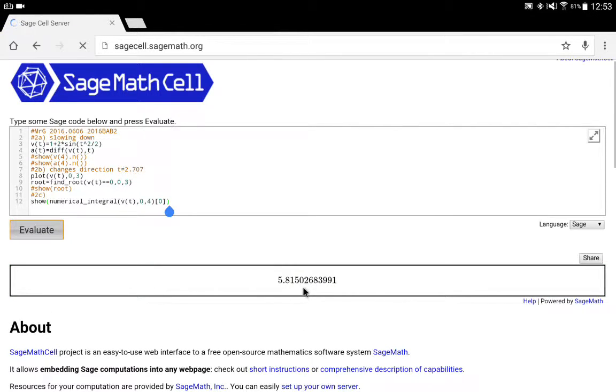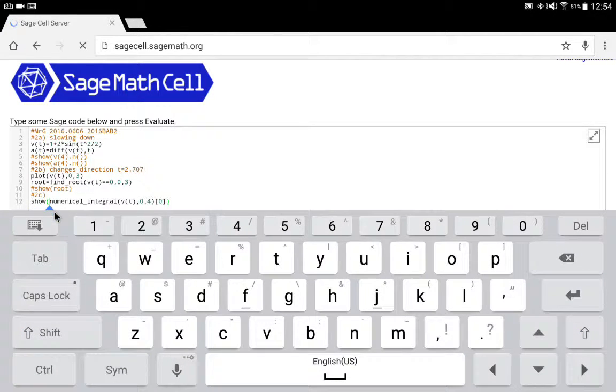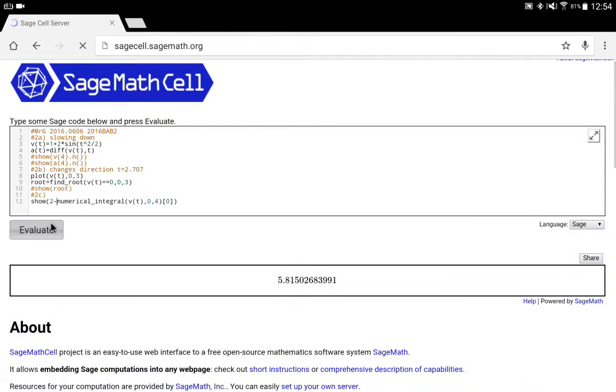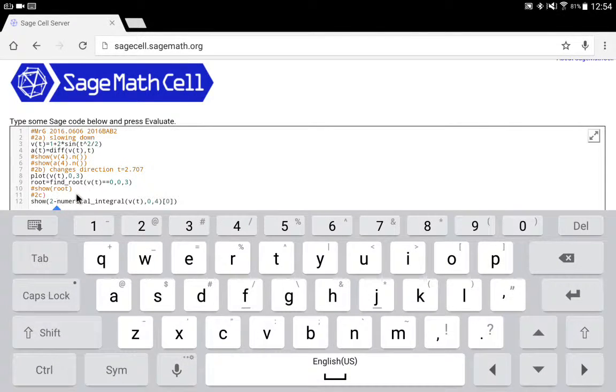All right, so now I want to subtract that from 2, right? So that's the area from 0 to 4. If I subtract that from x sub 4, which was 2, then we're in business. All right, can we get away with this? And I think I got negative 3.815. Okay, there you go. So let's write down that answer.